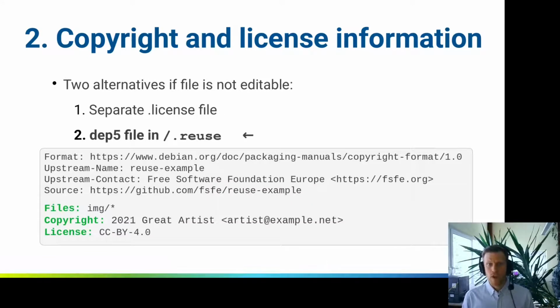Now, what do you do if you have a directory with many binary files inside of there? So 500 icons. Of course, you could create a .license file for each of them, but that would duplicate the number of files inside of there. So for this, we offer the dep5 file. And this can be stored inside of a .reuse directory. dep5 is a format by the Debian project. And in the example below, you can see that all files inside of the IMG folder are under copyright of creative artist and the CC BY 4.0 license. So pretty easy.